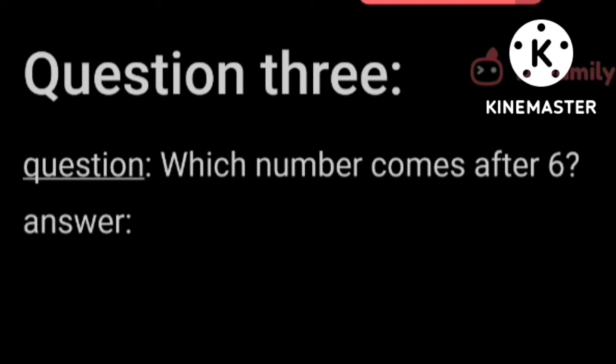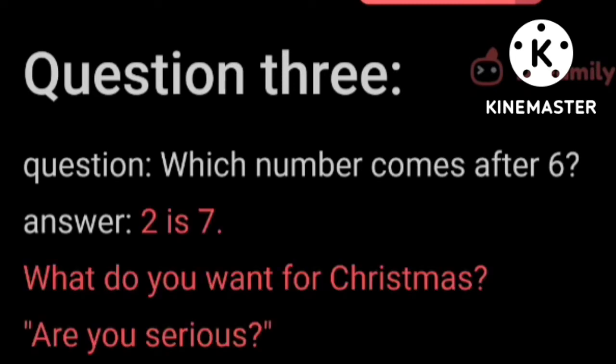Question: which number comes after 6? Answer: 2 is 7. Oh, it's so close. But 2 is 7. That is not correct. 2 is not 7. It's so close though.